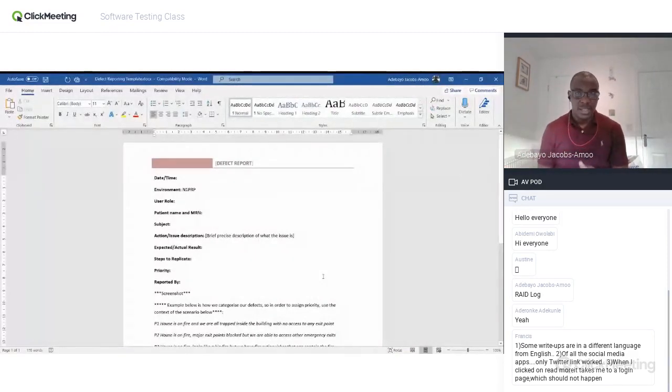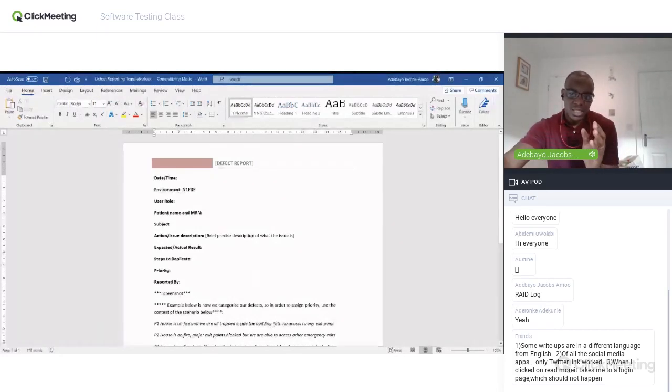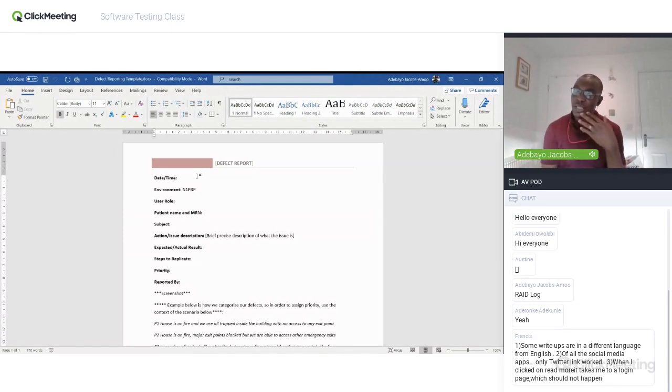So basically, this is a defect report template. Now, in the presentation as well, I've listed things that you need to put in your defect report. You need to state the date and time. When did it happen? The reason this is really important is you might be testing an old version. By the time you were doing that, we might have changed the version. So you need to tell me what date and what time it happened.